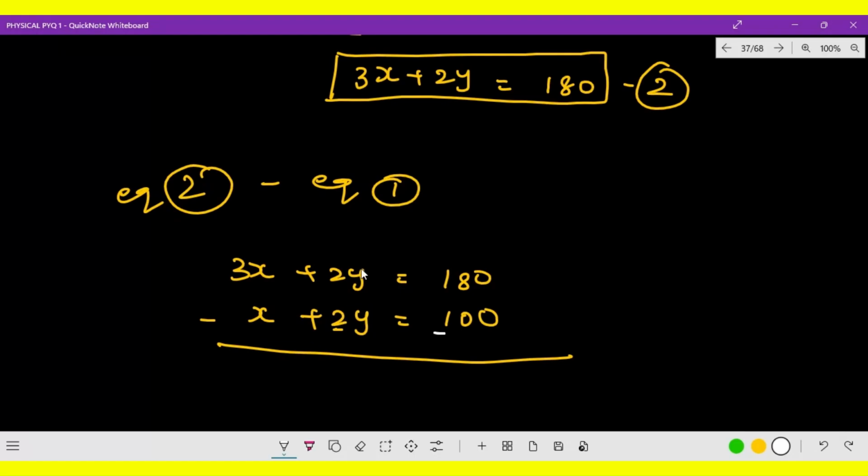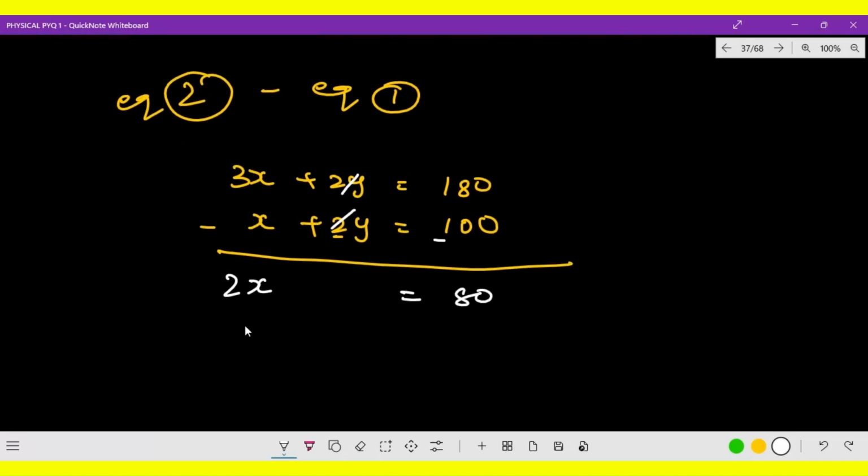So 2y plus and minus cancel. So here 3x minus x, 2x equal to here 80. So 2x equal to 80, right? So that means x equal to 40.